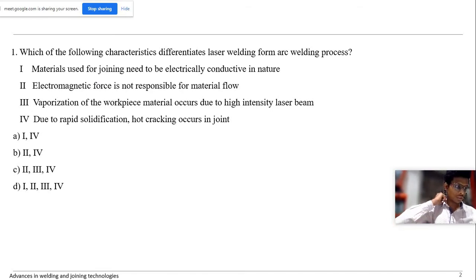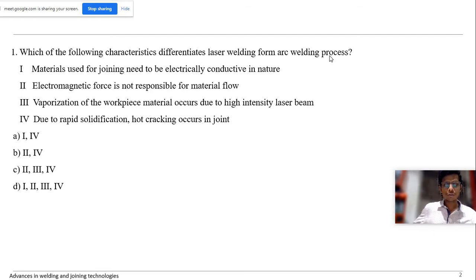So, first question: which of the following characteristics differentiates laser welding from arc welding process? Answer C. Who answered that? Okay, Vivek, I guess. First of all, we'll check the options. C is correct only: materials for joining need to be electrically conductive in nature.